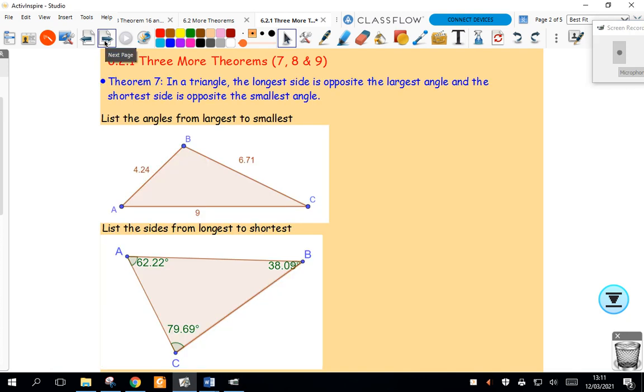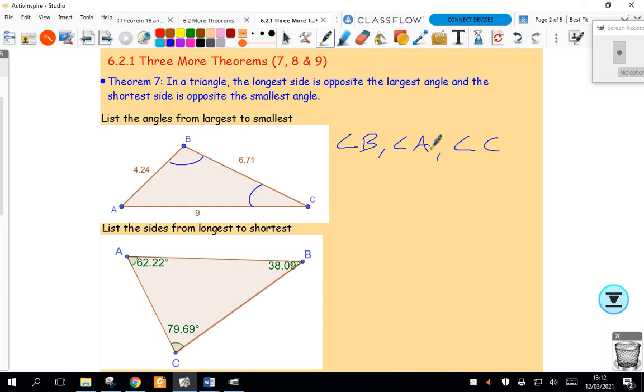So the first thing here, I'm looking at theorem 7, and I want to list the angles in this first triangle from largest to smallest. Theorem 7 says the largest angle is opposite the longest side. Longest side is 9, so that's the largest angle, angle B. Theorem 7 says the smallest angle will be opposite the shortest side. The shortest side here is 4.24, so that's going to be my smallest angle, angle C. And then the remaining angle is going to be in between those two. Angle A is going to be smaller than B but bigger than C.